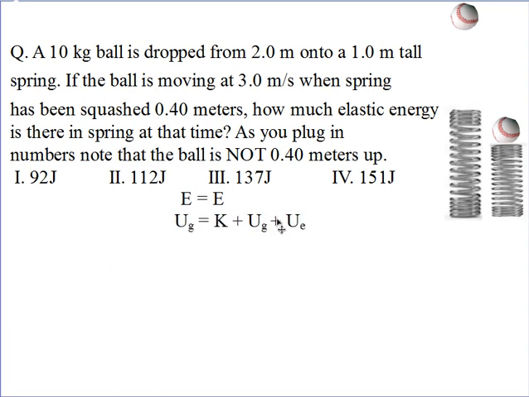The energy, when it is dropped, is going to be just gravitational, because it's dropped, so it has no kinetic, and the spring is not squished, so it has no elastic. But when it's here, it's going to be moving. They say it's moving at 3, so it's got kinetic energy. It is still up in the air, it's got gravitational energy, and it has elastic energy because the spring has been deformed.